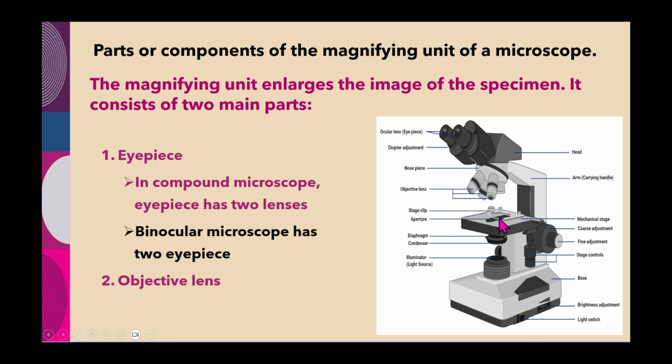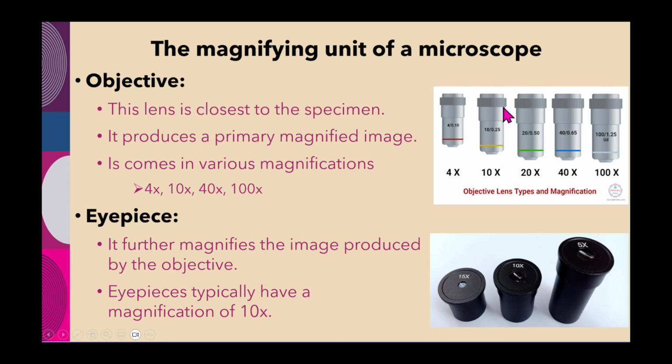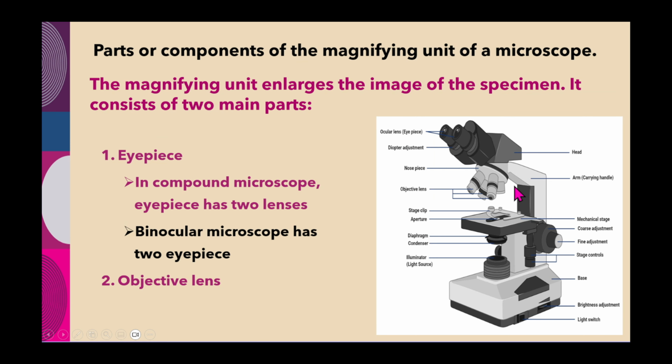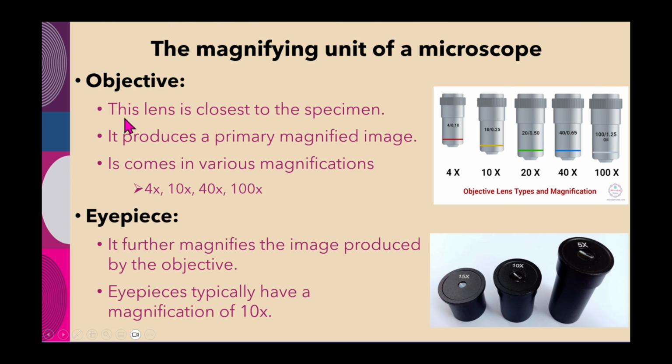This is the place where we place the slides, and on the slide we have a specimen, and the nearest lens here is the objective lens. These objective lenses are connected here with the nose piece. The lens closest to the specimen produces the primary magnified image.